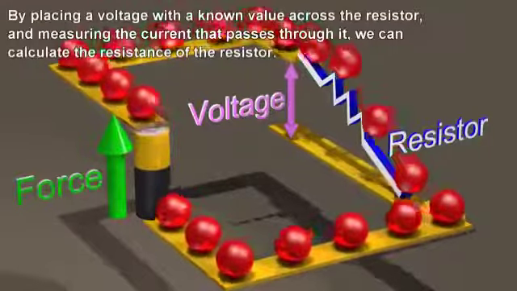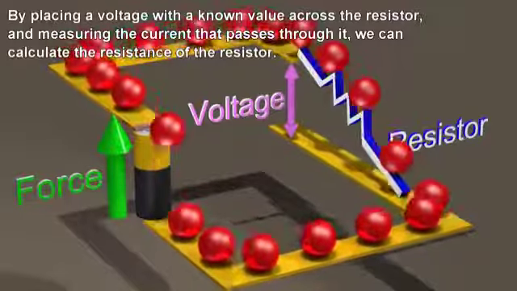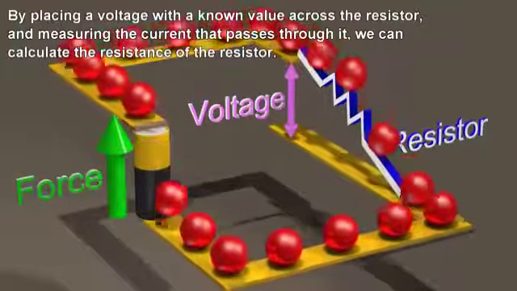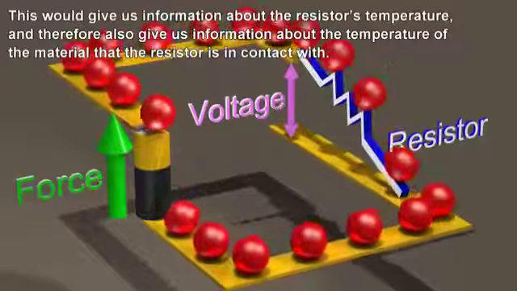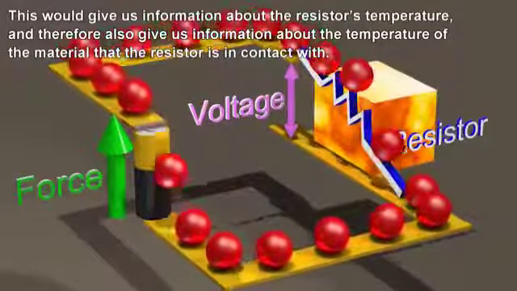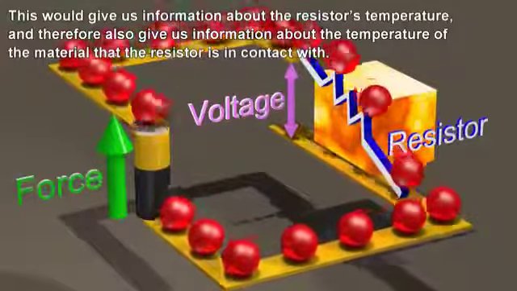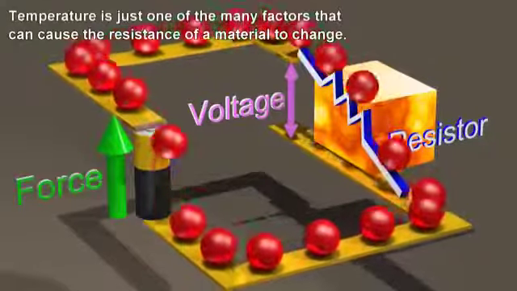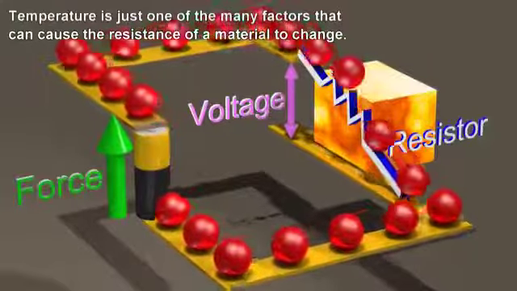By placing a voltage with a known value across the resistor and measuring the current that passes through it, we can calculate the resistance of the resistor. This would give us information about the resistor's temperature, and therefore also give us information about the temperature of the material that the resistor is in contact with. Temperature is just one of the many factors that can cause the resistance of a material to change.